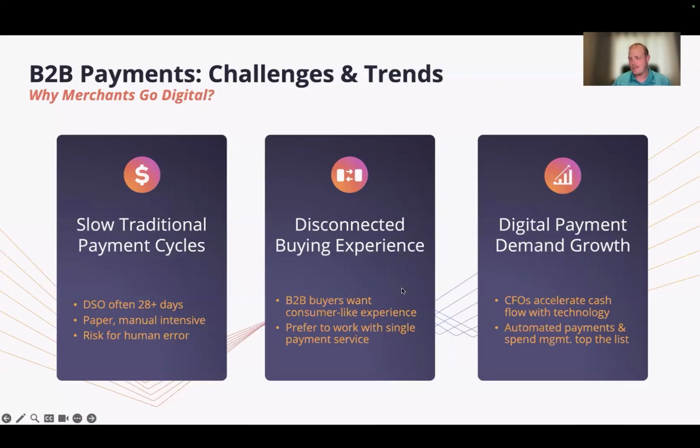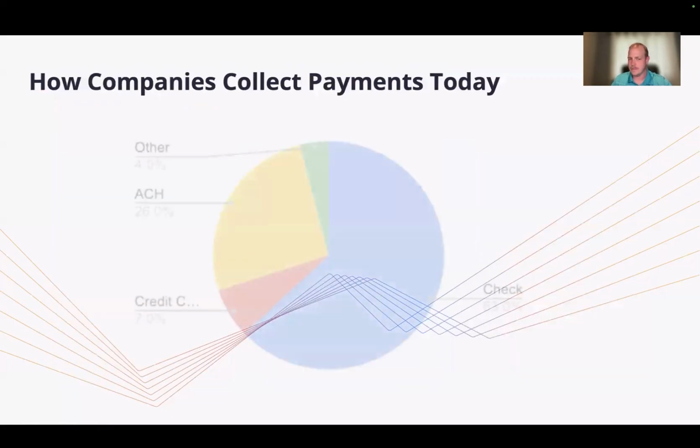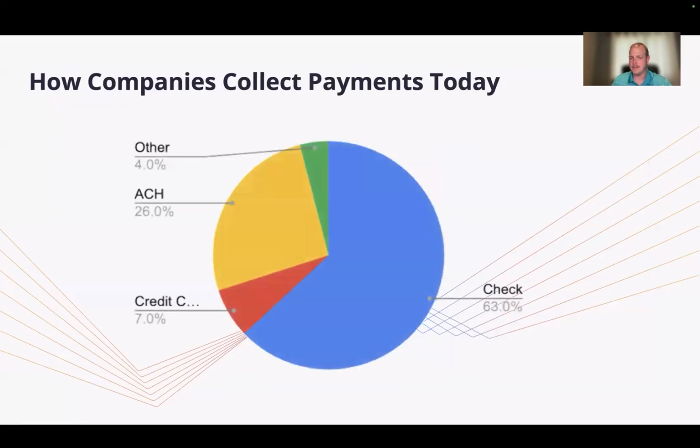So, based on the live response here from the audience, the number one answer is ACH, with card and paper check coming in a close second. Well, we've done some data, we've done some market research, and what we've found is that by far the most common form of B2B payment today is check. Not even close, right? 63% of B2B payments are collected via paper check.